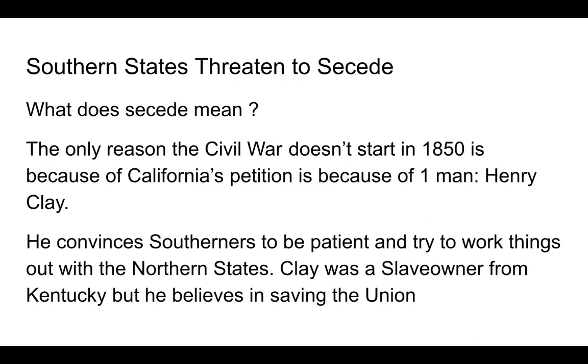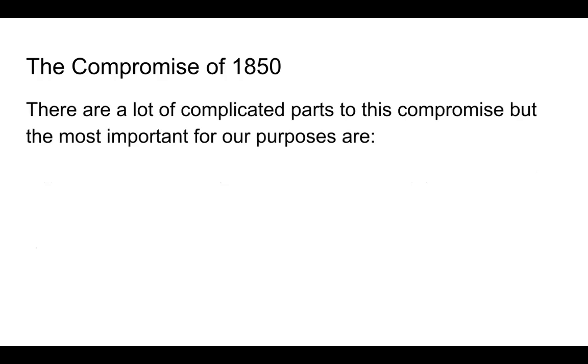He convinces his fellow Southern legislators to be patient and try to work things out with the northern states. Even though Henry Clay is from Kentucky, a southern state, and he owns slaves himself, he considers himself a Union man. He wants to keep the nation together. So it really is largely thanks to Henry Clay that they do not secede. They come up with another compromise. This is the Compromise of 1850.